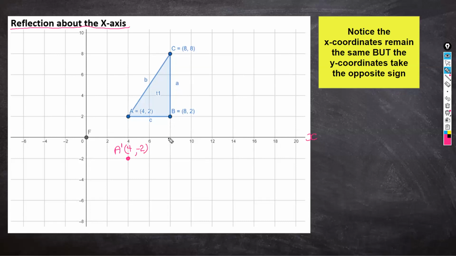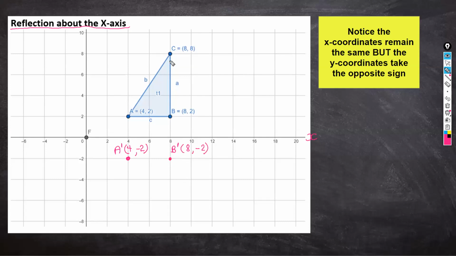If B gets reflected on the other side of the x-axis. So B is here, it gets reflected on the other side. A lot of people are sending the answer. So B prime, which a lot of teachers, including myself, call B dash, is 8, -2. Look at it, 8, and we're going down to -2.